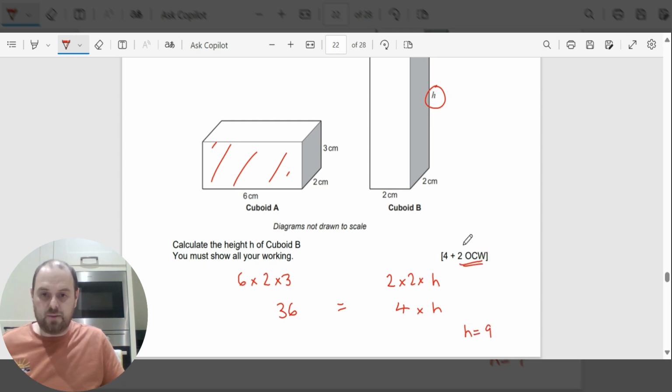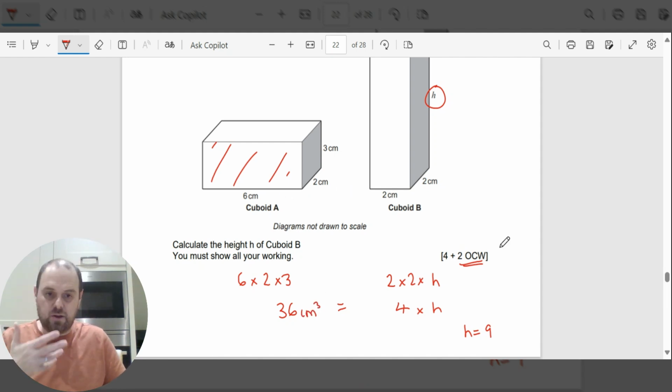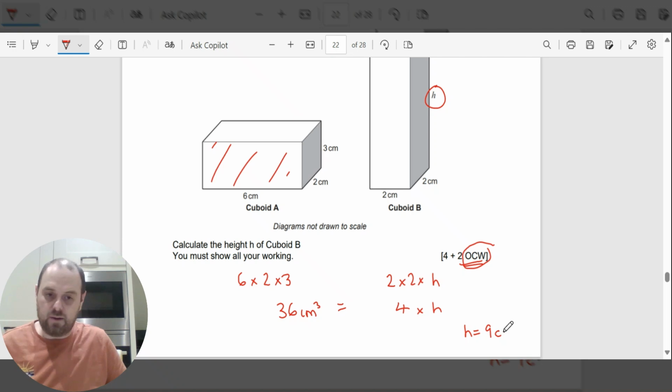OCW again, so you might want to say the volume of A is 6 times 3 times 2 centimeters cubed. Got to get our units in the OCW. The volume of B is 2 times 2 times H. Therefore, H equals 9. You won't get away with 9 in an OCW question, though. 9 centimeters.